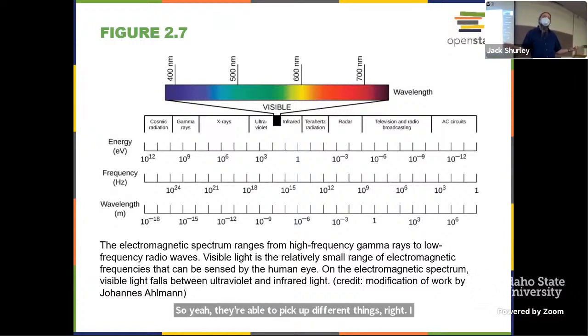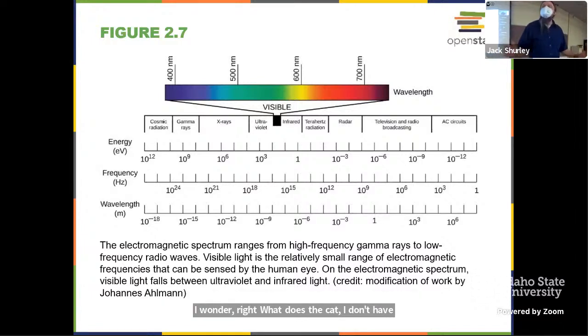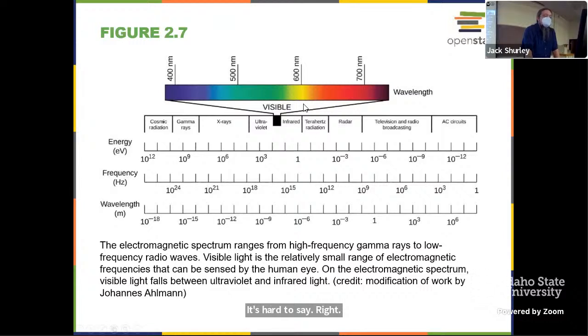I saw this thing, I didn't click on it. I don't know if it's true, but it said, oh, this is how your cat sees you. And it was a person and they were all striped. And I'm like, oh, do I have stripes? I wonder, what does the cat think? I don't have a cat anymore. So who knows. It's hard to say. Do I have stripes? It is interesting.